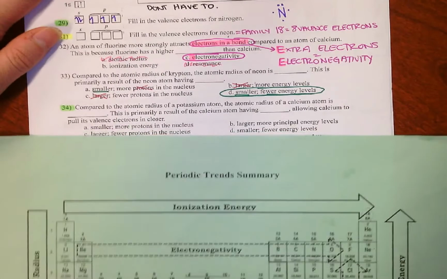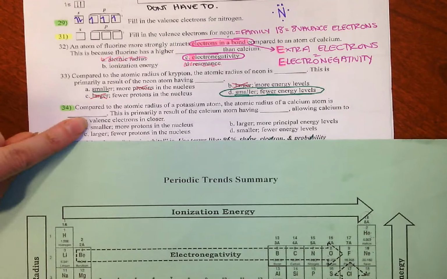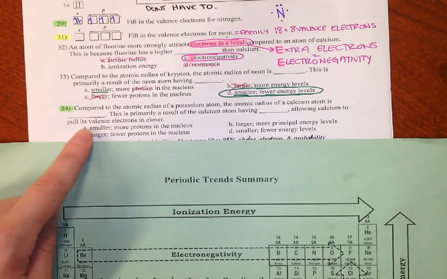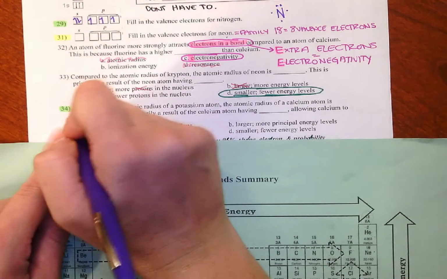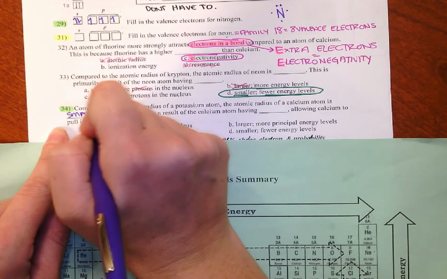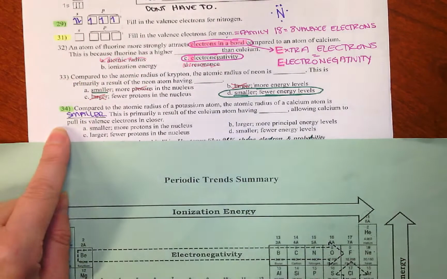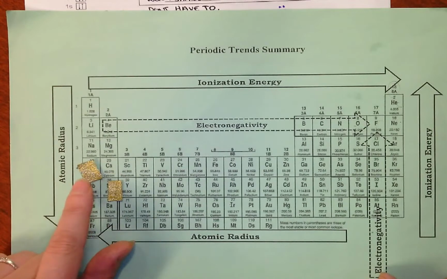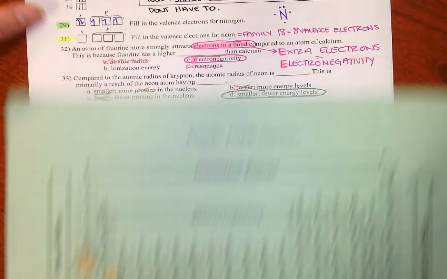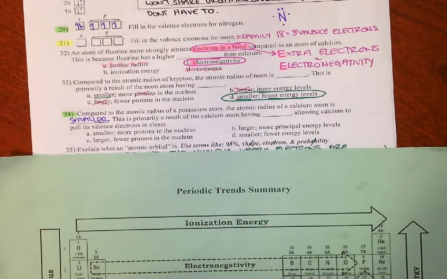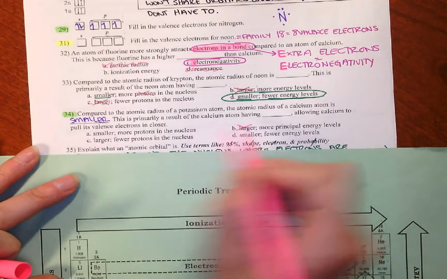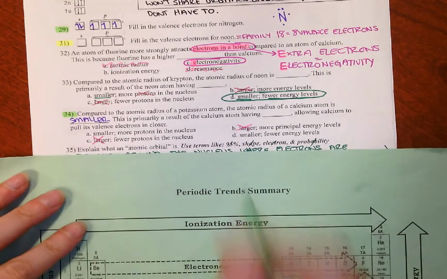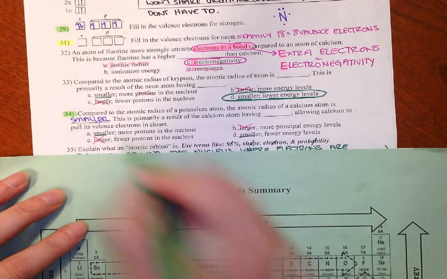All right. So compared, the radius of calcium is blank. Calcium is smaller. Okay. Calcium is smaller than potassium because it's further to the right and it's not as close to francium. All right, which means I can come in and say it's definitely not larger. That goes away. Both of these say smaller, so maybe those are my answers.